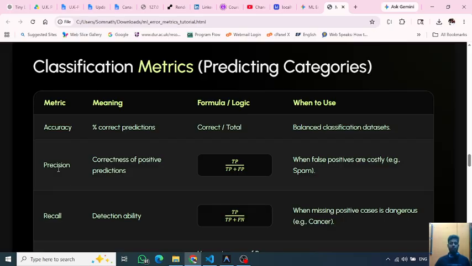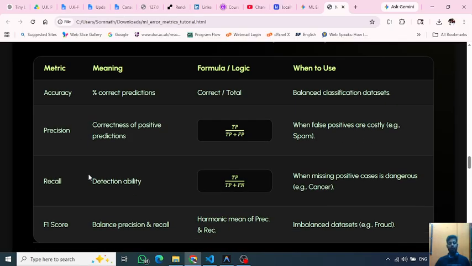Next is precision, meaning correctness of positive predictions. Formula: true positive divided by true positive plus false positive. When to use it? When false positives are costly. Example: spam. For spam detection, precision is very important.